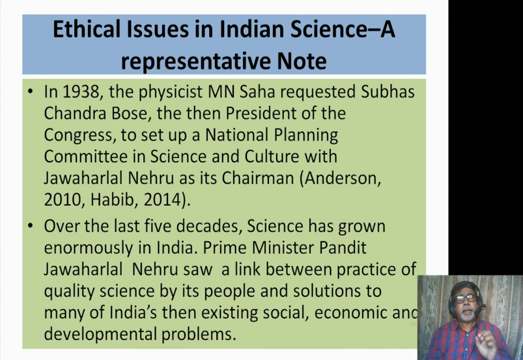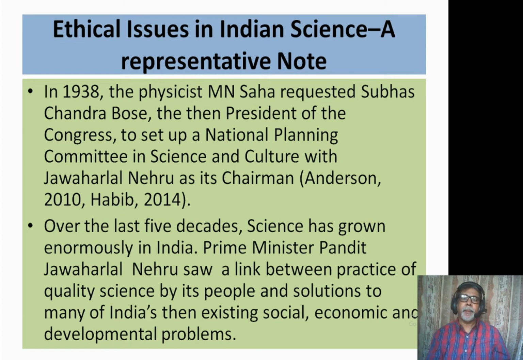So there are ethical issues in Indian science. Now, if I give you a representative note on this, let's say before we got independence in 1947, in 1938, the physicist Meghnad Saha requested Subhash Chandra Bose, the then president of the Congress, to set up a national planning committee in science and culture with Jawaharlal Nehru as its chairperson. So that is the first attempt from an Indian scientist asking a politician to set up a national planning committee in science and culture.